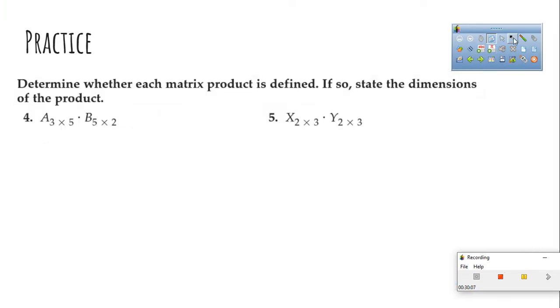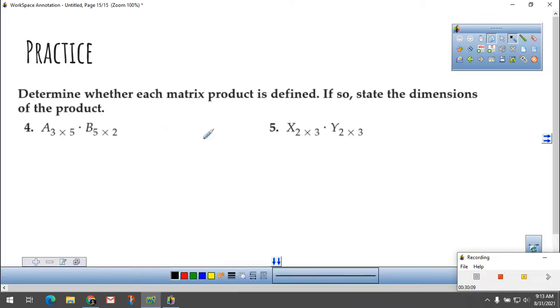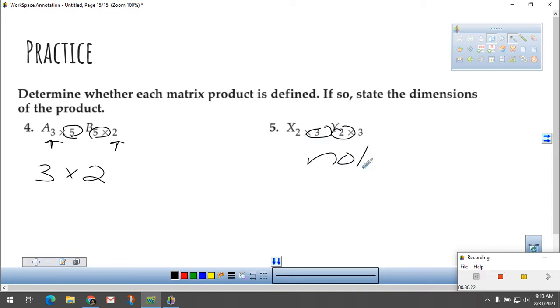Alright, for 4 and 5, it says determine whether each matrix product is defined. Well, for number 4, those two inner numbers match, so that means they do, and your product is going to simply be a 3 by 2 matrix. The problem with number 5 is the two inner numbers do not match, so that product would not be defined.